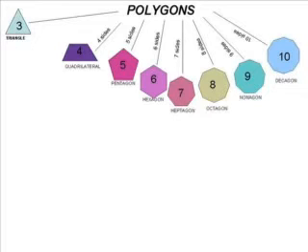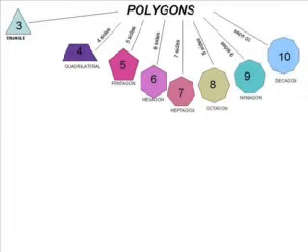Let's talk about the different polygons. As we said, a triangle has 3 sides and 3 angles. The quadrilateral has 4 sides and 4 angles. The pentagon has 5 sides and 5 angles. The hexagon has 6 sides and 6 angles.